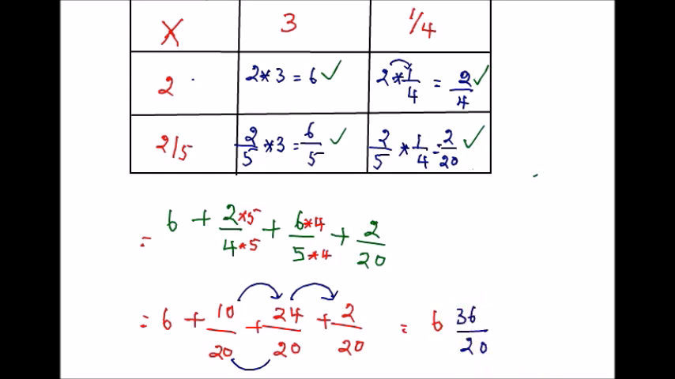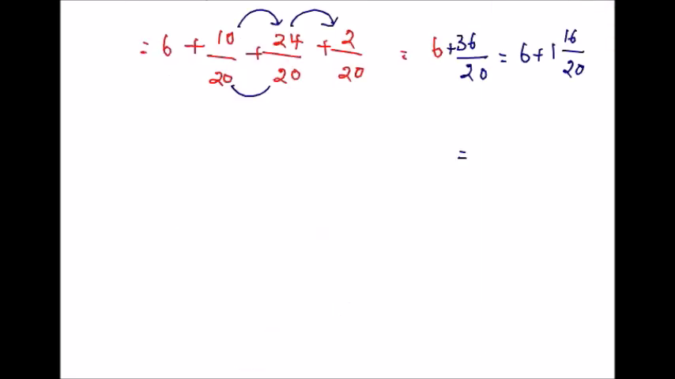How many 20s are there in 36? Only one, and the remainder is 16. So this could be written as, okay, now just add all the whole numbers. 6 plus 1 is 7. You can reduce the fraction too. 4 times 4 is 16, 4 times 5 is 20. That's it for this problem. This is how method 2 works.